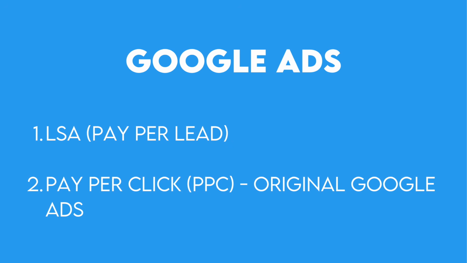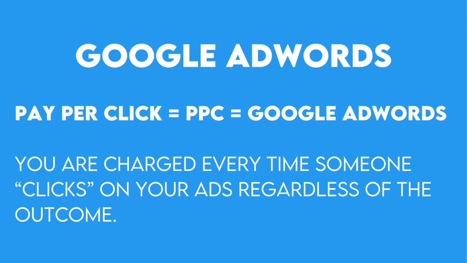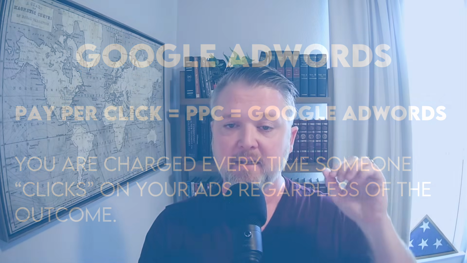What is LSA? Within Google Ads, you have LSA and Google Ads proper, or PPC, pay-per-click. Pay-per-click means that you're paying every time someone clicks on your ads. This is the OG, the original Google Ads. It's AdWords. You're paying every time they click on your ad. It doesn't mean that they became a customer. It doesn't mean it was a real lead. It just means that you're paying to get people to click on your ad whenever they put in a certain search phrase or search term. That's old school Google Ads.